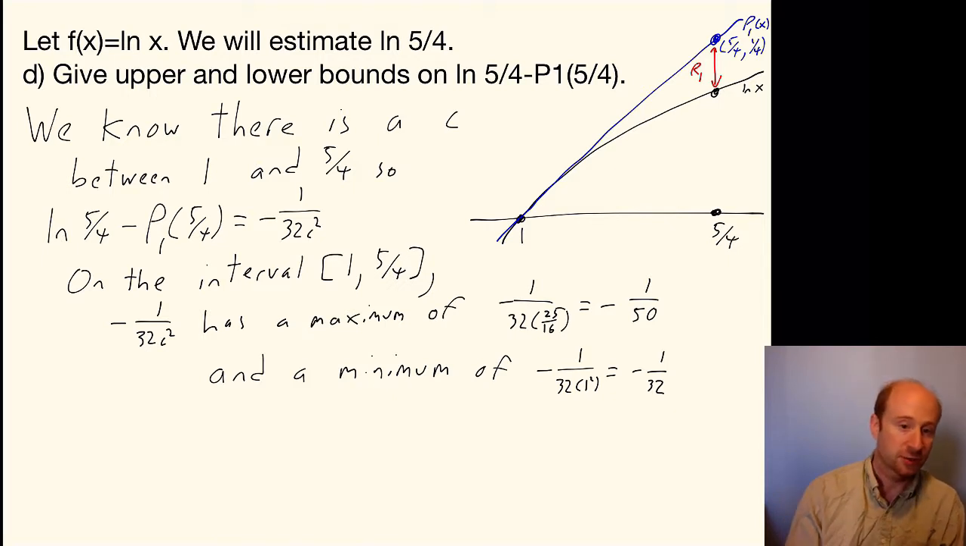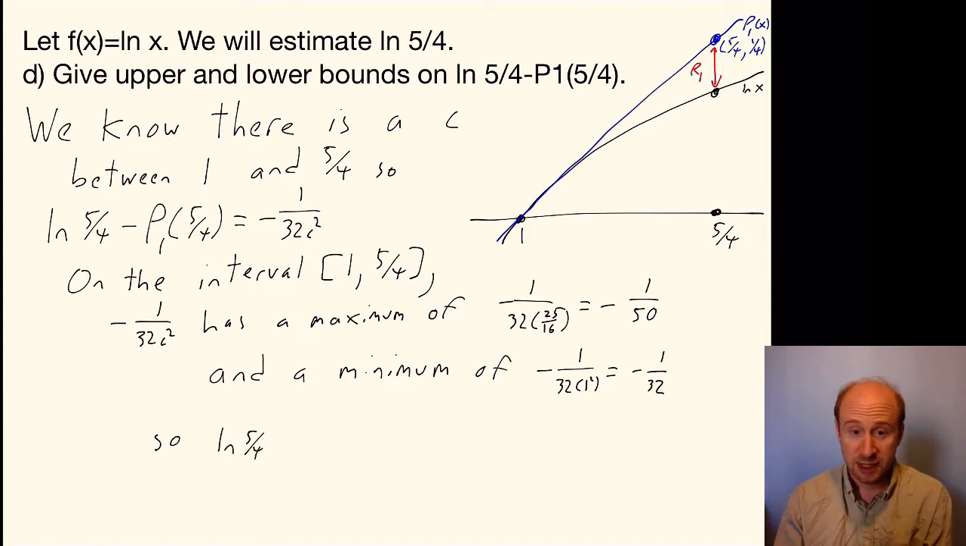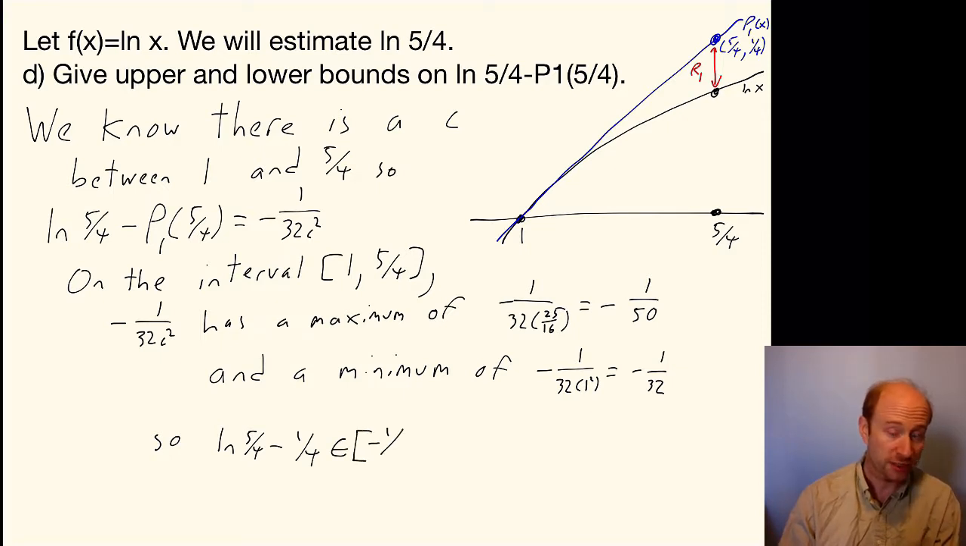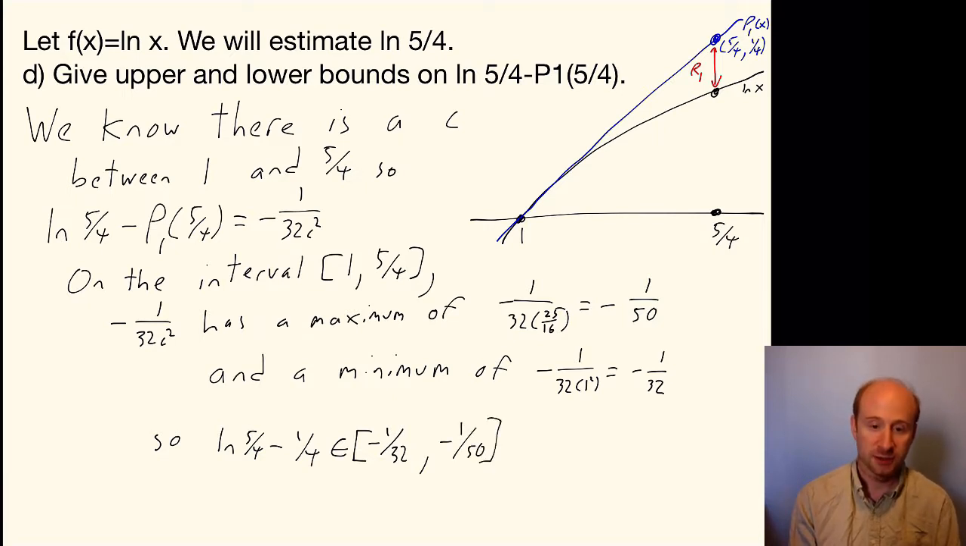All right, so log of 5 fourths minus P1 of 5 fourths is equal to negative 1 over 32c squared for some value of c. That just means it's between negative 1/32 and negative 1/50. The error has to be in that interval. By the way, that immediately tells us 1/4 must be an overestimate. Right? 0 is not in this interval. There's no way we're exactly right. In fact, 1/4 must be too big. That's not a surprise. That's what our picture showed us too, that not only did we have an estimate, it was something we knew was an overestimate.